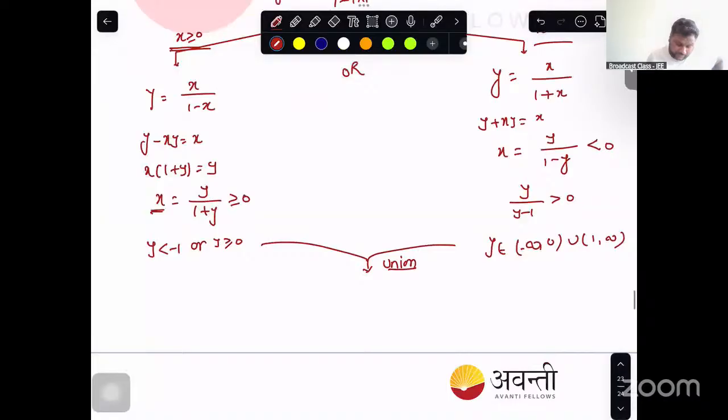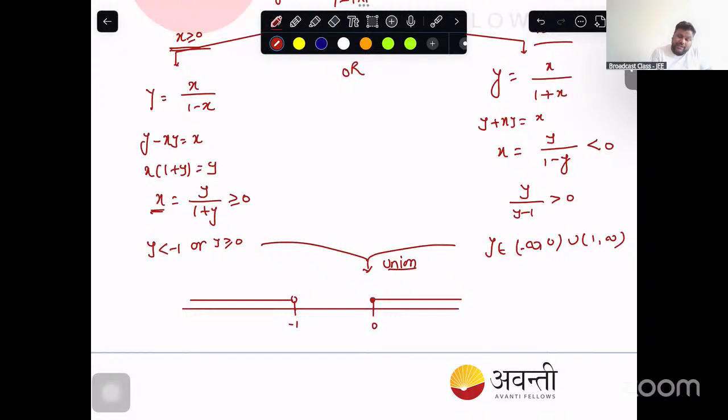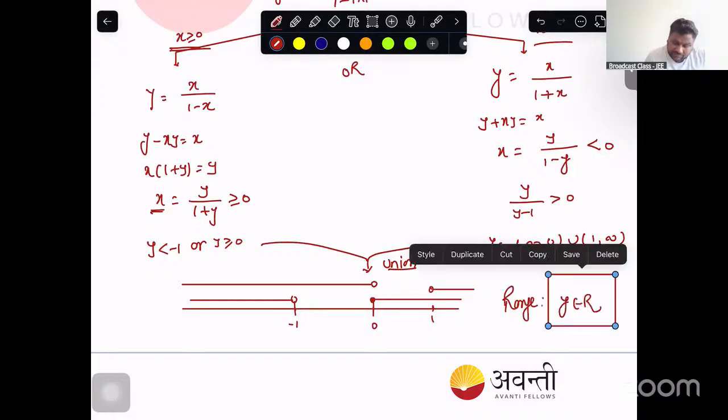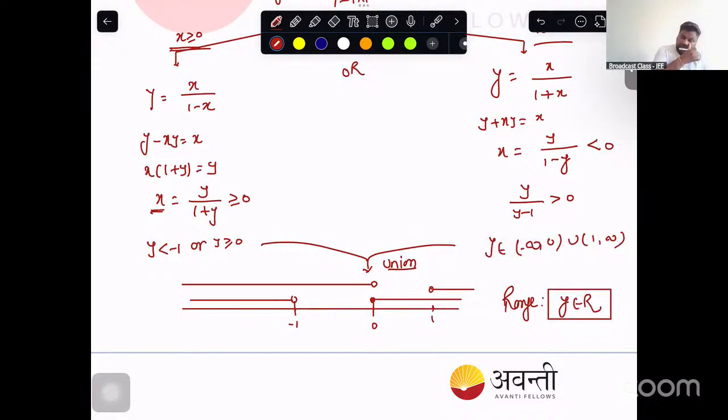Now to get the union, one case is saying y is less than minus 1 and y is more than or equal to 0. The other is saying y is less than 0 and more than or equal to 1. Which you see, every value of y is being counted in any one of the two intervals. So your range is y belongs to R. Am I correct?